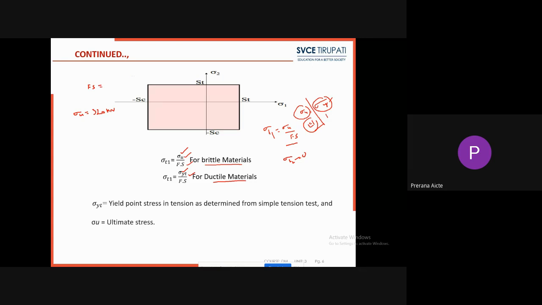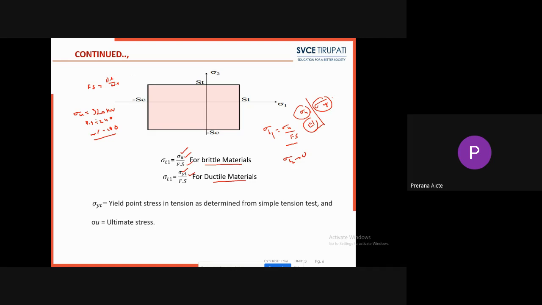What is factor of safety? It is the ratio of design stress to working stress. In our problem, they will give the factor of safety value, or they will give the design stress, for example 240 megapascal, and the working stress, for example 180 megapascal. Then you calculate the maximum principal stress for ductile material and for brittle material.